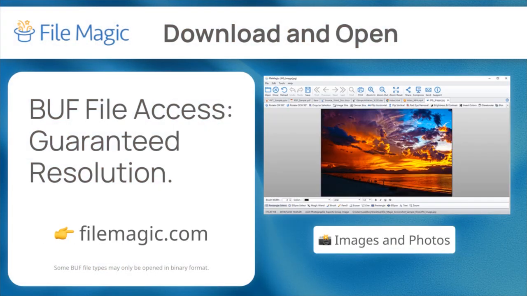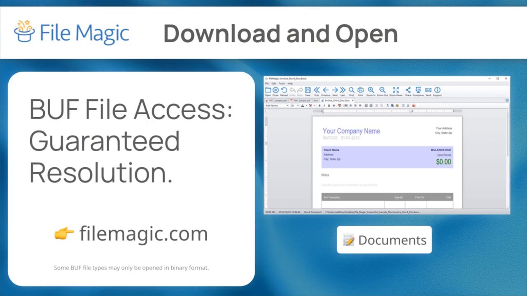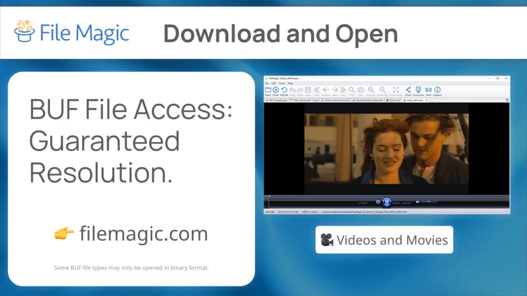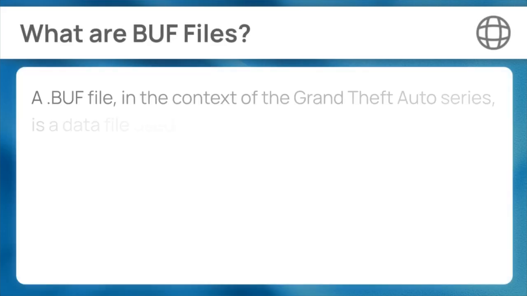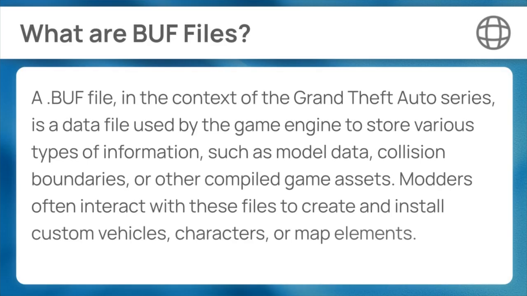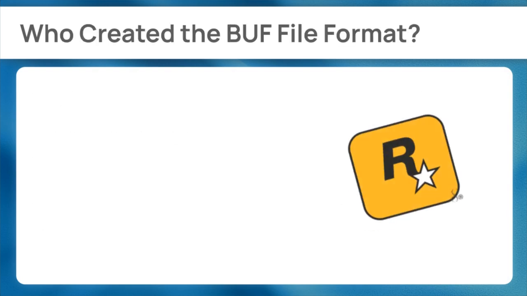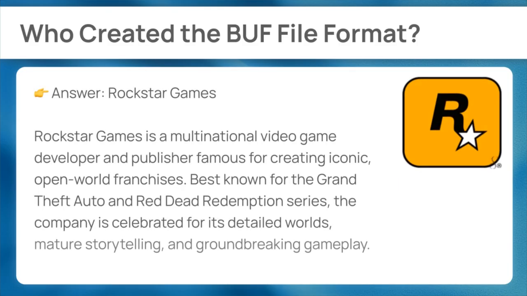The efficacy of this tool hinges on the speed and analysis power of a single BUF file inspection program that services hundreds of formats. A BUF file, in the context of the Grand Theft Auto series, is a data file used by the game engine to store various types of information, such as model data, collision boundaries, or other compiled game assets. Modders often interact with these files to create and install custom vehicles, characters, or map elements.